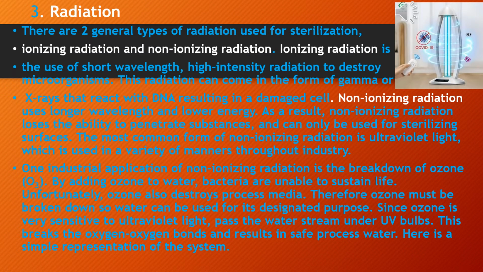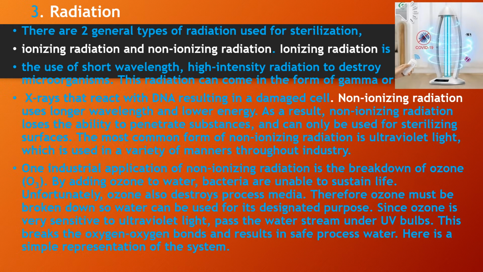Now let's go to the other method of sanitizing, which is radiation. There are two general types of radiation used for sterilization: ionizing radiation and non-ionizing radiation. Ionizing radiation is the use of short-wavelength, high-intensity radiation to destroy microorganisms. This radiation can come in the form of gamma or X-rays that react with DNA, resulting in a damaged cell.